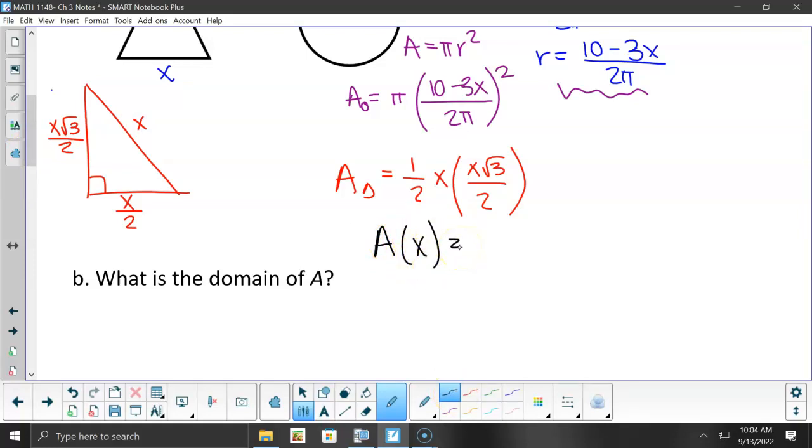I'm going to combine that triangle part just a little bit, so it's not quite as gross, but I'm not messing with this side. Leave it alone. So it equals x squared root 3 all over 4, plus the nastiness that came from my circle. And that is officially my final answer for A.